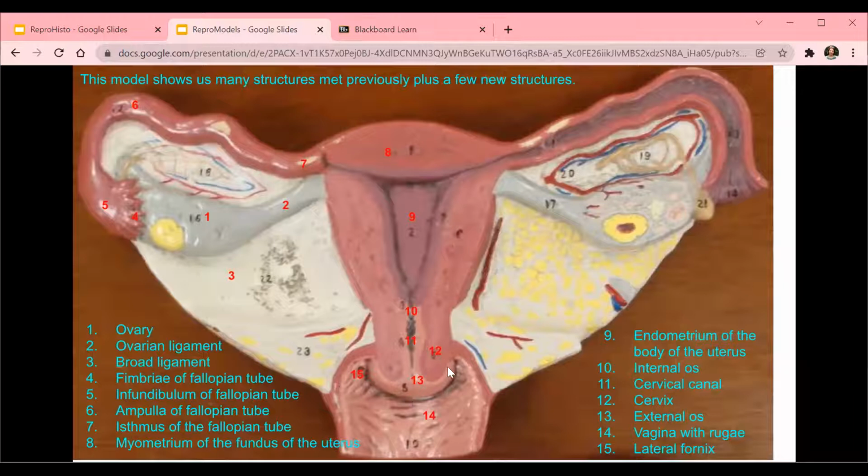And because we have 1 protrusion here, you can see 2 pouches. These pouches are called fornix. And number 14 is the vagina with many rugae, which you can see here. And you have number 3 here. This is the broad ligament, which can help attachment of the ovary, oviduct, and uterus to the wall of the pelvis and together.